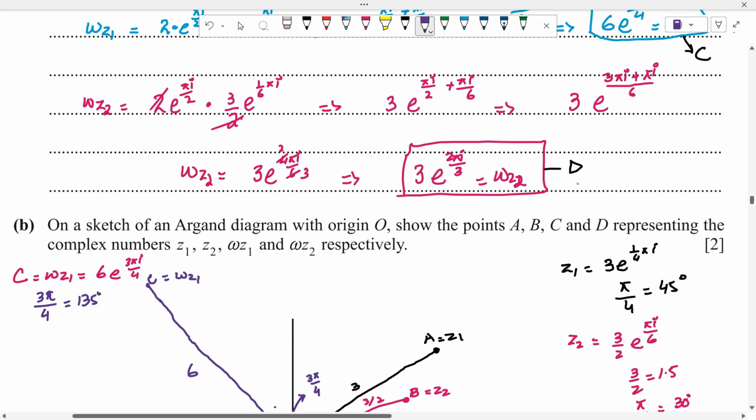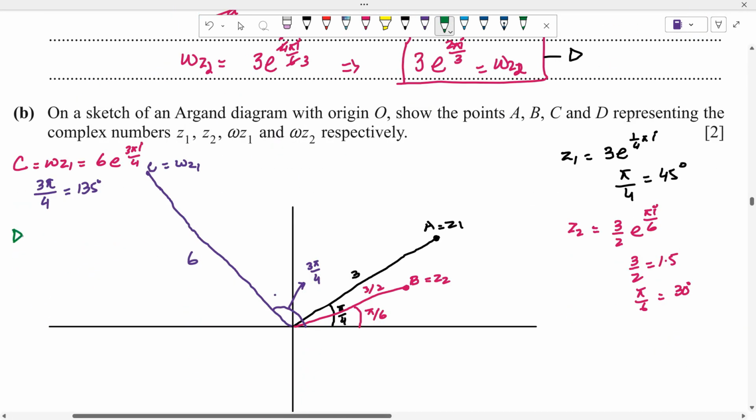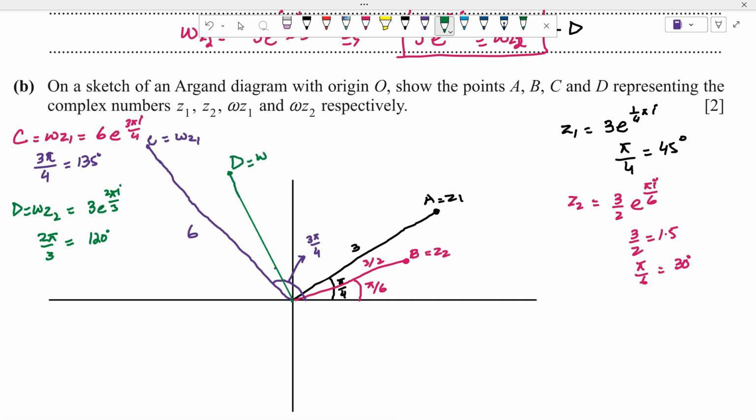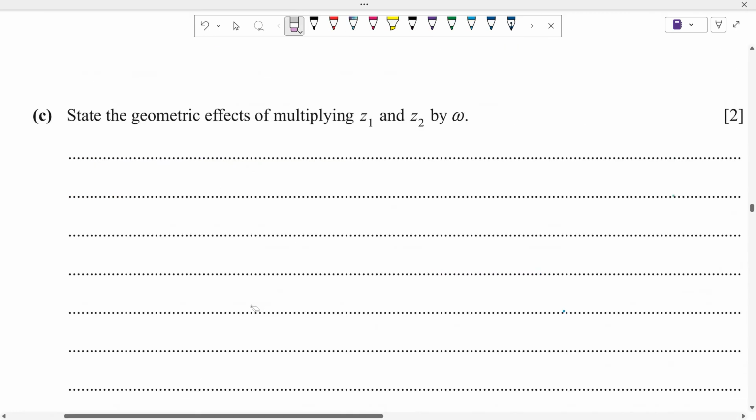Now we have the last point D, which is omega z2. D is equal to omega z2, which is equal to 3 times exponential of 2 pi iota over 3. In this case, we have magnitude 3 and the angle is 2 pi over 3, which is equal to 120 degrees. This is the point D, which is omega z2, and this angle is 2 pi over 3, and the length of this D is 3. Now let's move to part C.